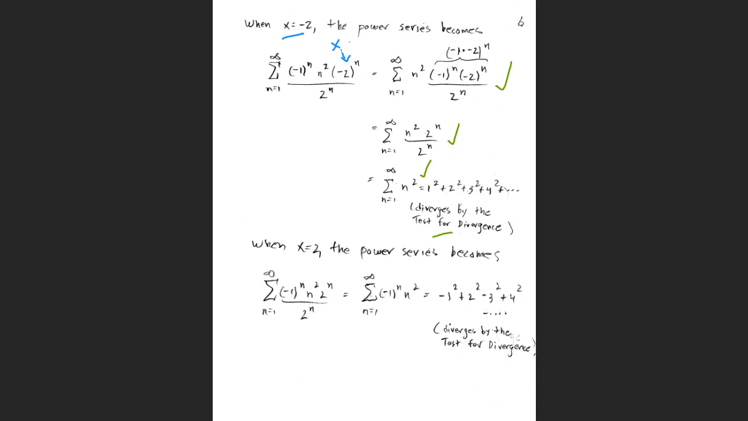You have to test your endpoints. We call those your endpoints. You have to test the endpoints that the ratio test doesn't give you information about. We have to test those for convergence or divergence. And at x equals -2, the power series diverges there.